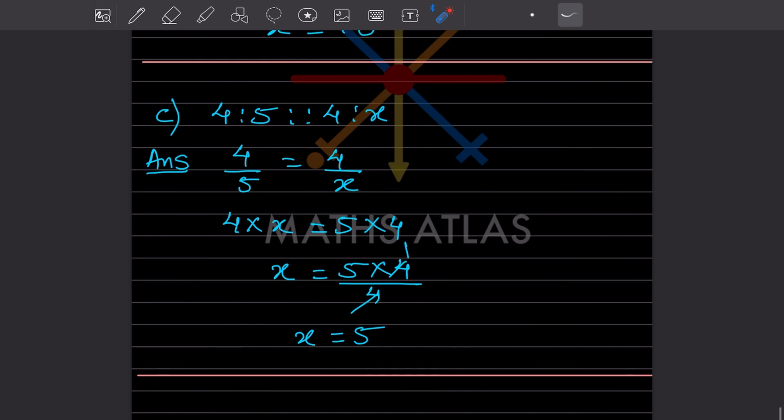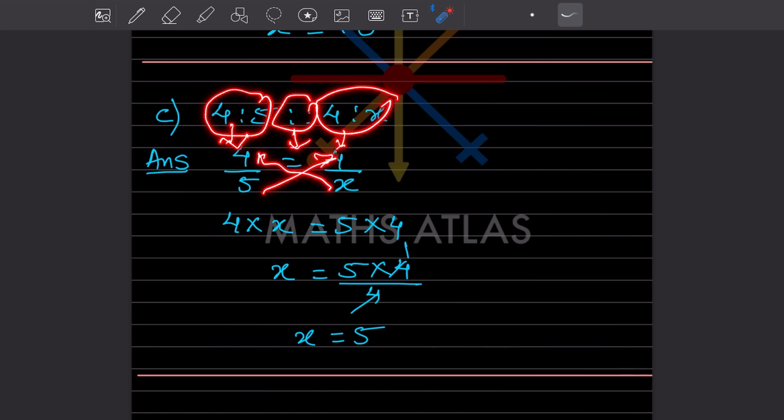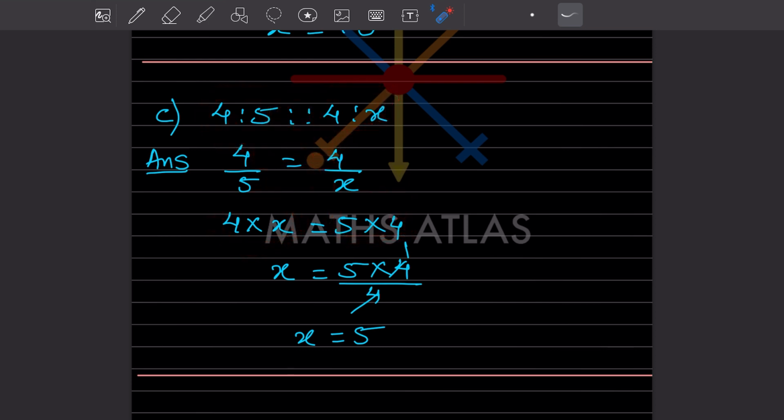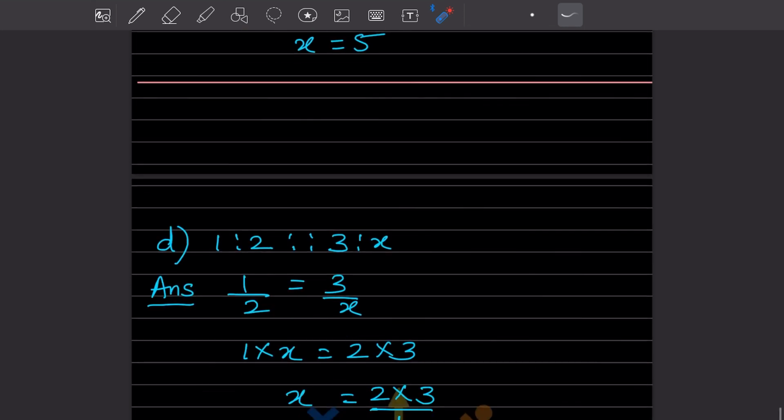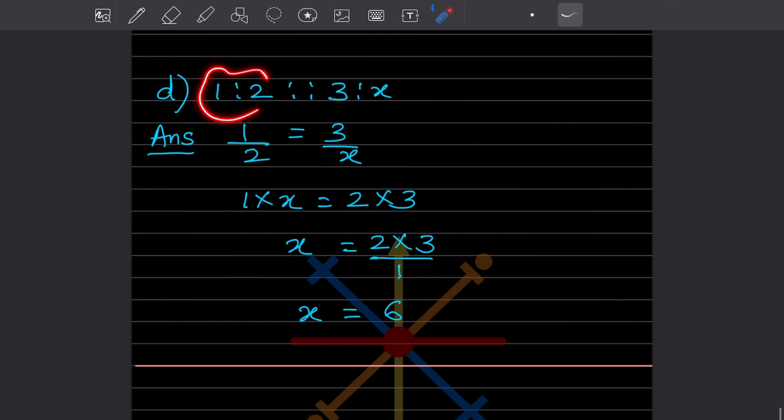The next one again here. 4 divided by 5 is equal to, this you will write 4 by x. When you go here, this is going to be 4 multiplied by x is 5 multiplied by 4. So x you will keep as it is, 5 by 4 here as it is. This will go on the other side, meaning this is going to get divided. So here 4 and 4 get cancelled. That will be 1. 5 ones are 5. So x is 5.